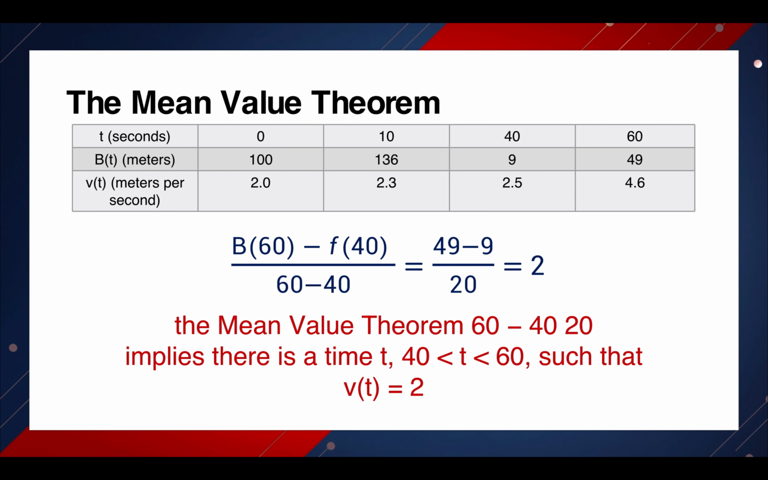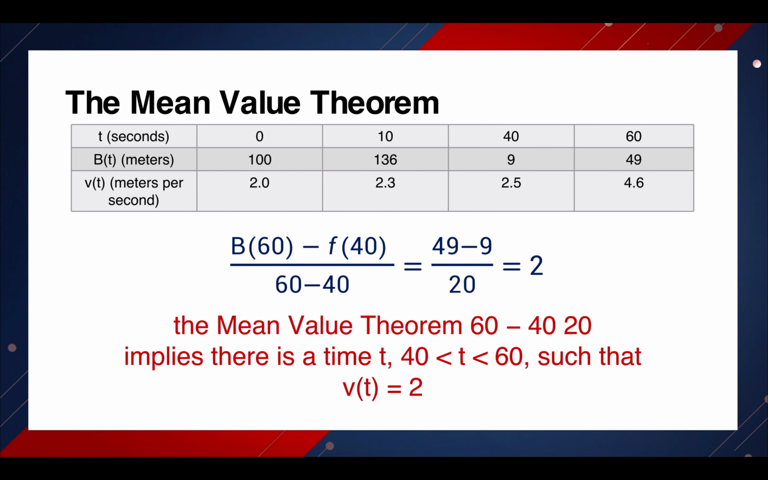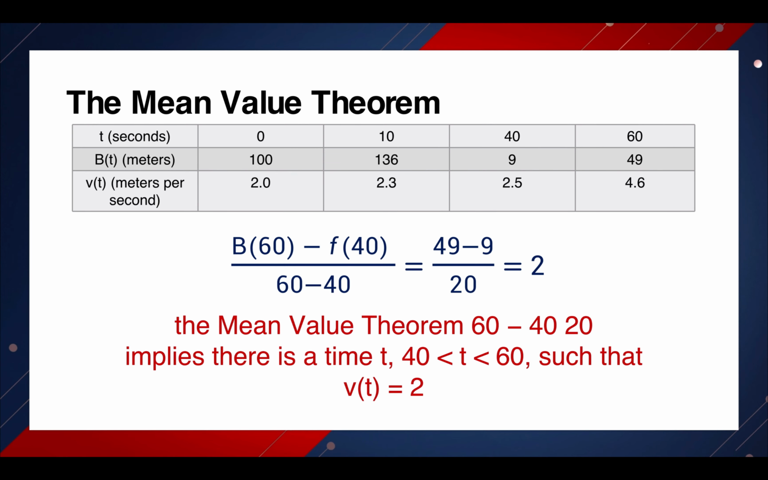So as indicated by the mean value theorem, there is a slope on the interval from 40 to 60 for the function b(t), which is equal to 2. And this justifies the statement that there is a time when Ben's velocity is 2 meters per second.